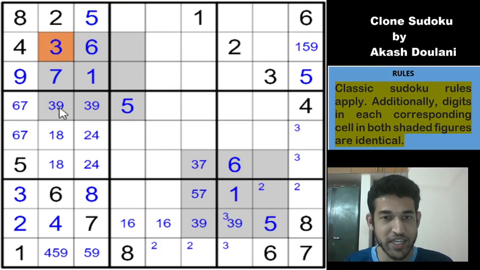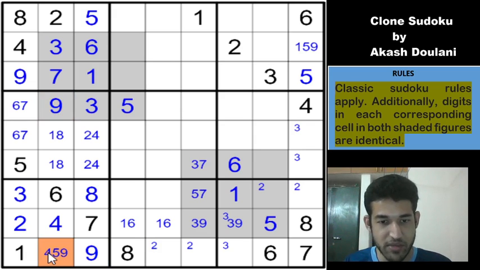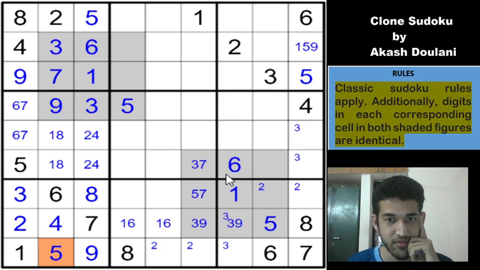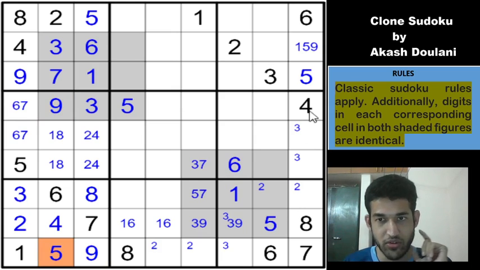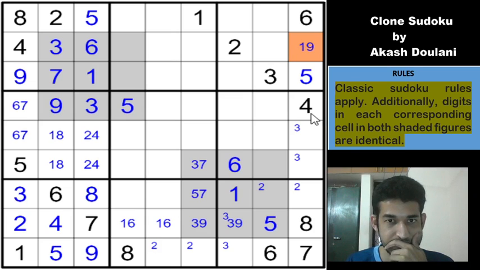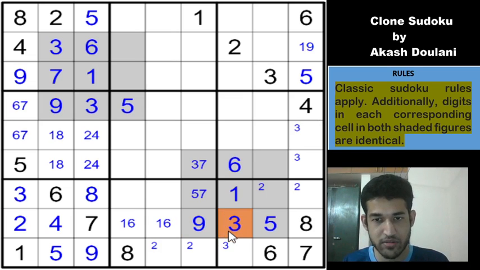Nice. So this 3 gives us a 3 and a 9. And which means this will be a 9 and this will be a 5. So we can remove the 5 from here and reproduce the digits from the clone. This would be 7, this would be 3.